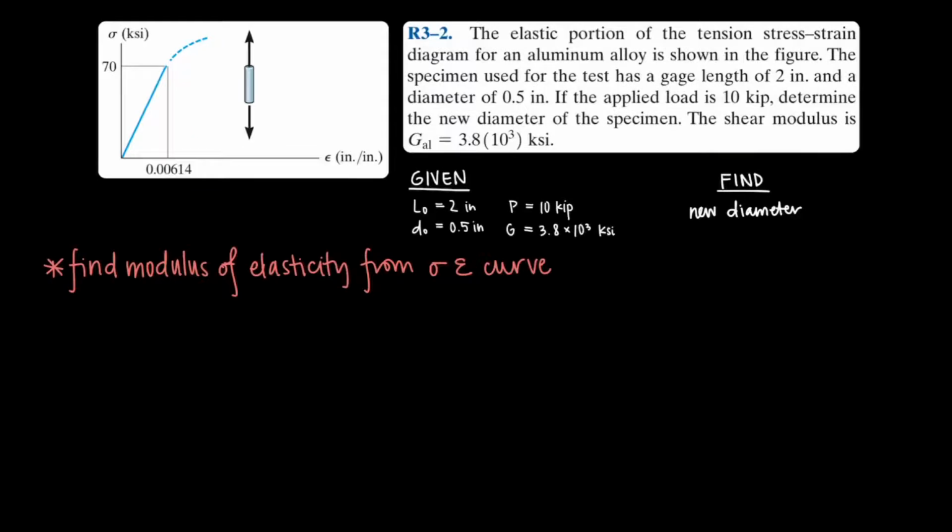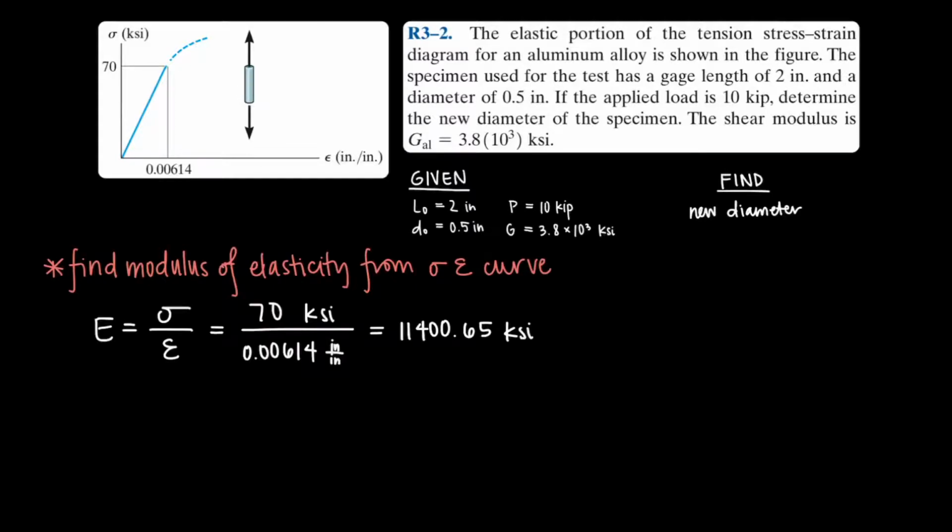Let's start by finding the modulus of elasticity. Remember, the formula for that was given by Hooke's law, which is stress equals modulus times strain. The stress-strain diagram gives us a random point on the graph that we can use to plug into the formula. According to the diagram, we can plug in 70 KSI for stress and 0.00614 inch per inch for strain in order to calculate the modulus of elasticity. After dividing the two values, we get 11,400.65 KSI.